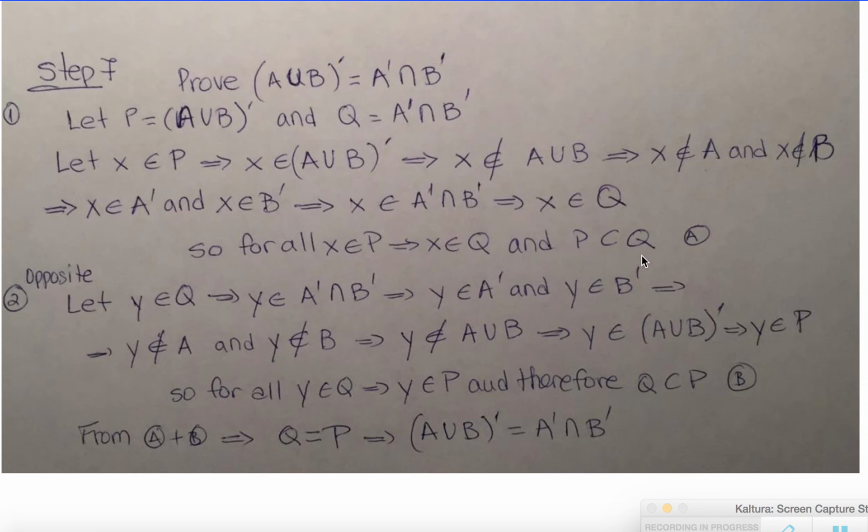So from these two, P subset of Q and Q subset of P, we can conclude that Q is equal to P.